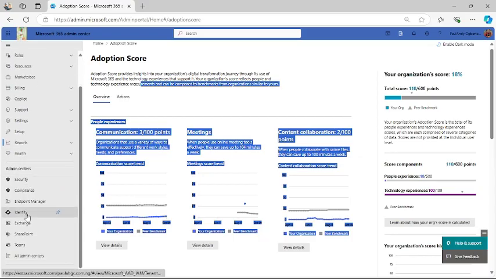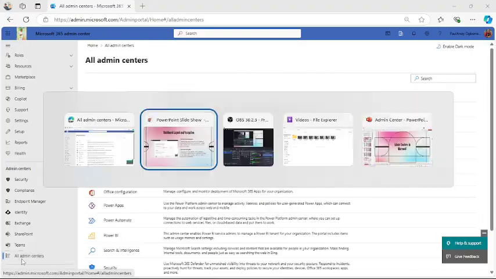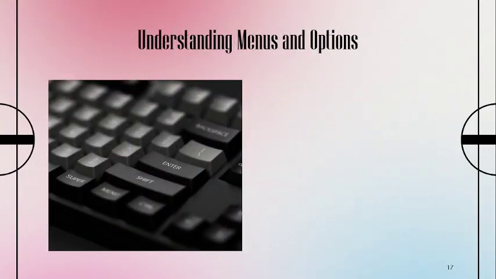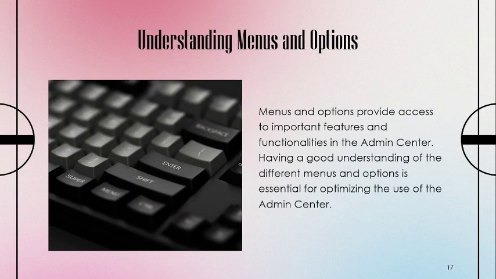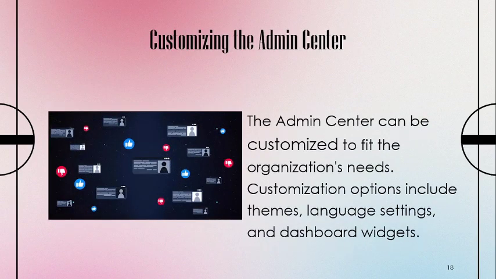Then we have all the admin centers that you can access directly from here. Then you can choose to go and view more. So, understanding menus and options, I guess that is what we have all done already. Then we have customizing the admin center. The admin center can be customized to fit the organization's needs. Customization options include themes, language settings, and dashboard widgets.